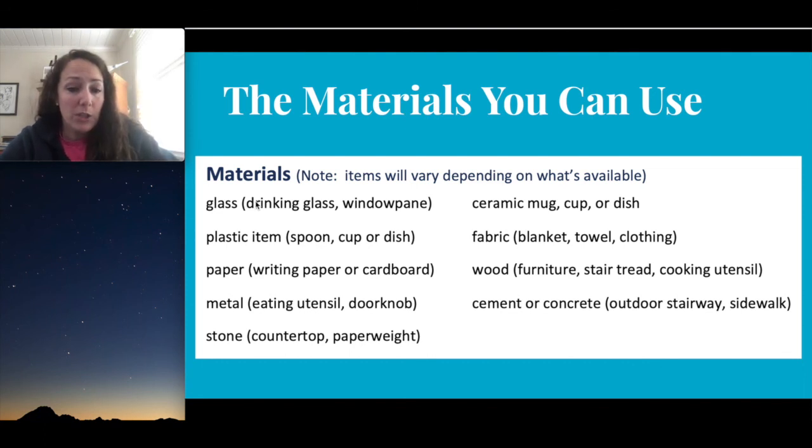Stone, you can use if you have a granite countertop, or maybe you have a stone paperweight, or you can go outside and you can find a rock, and the rock counts as stone too. Or if you're like me, you might have a whole box full of rocks. I do. I have 2 of them, very big ones. You can use those too. Ceramic could be something like a mug, it could be a cup, it could be a dish. Fabric, we all know what fabric is. You're wearing it, okay? You're wearing your fabric right now.